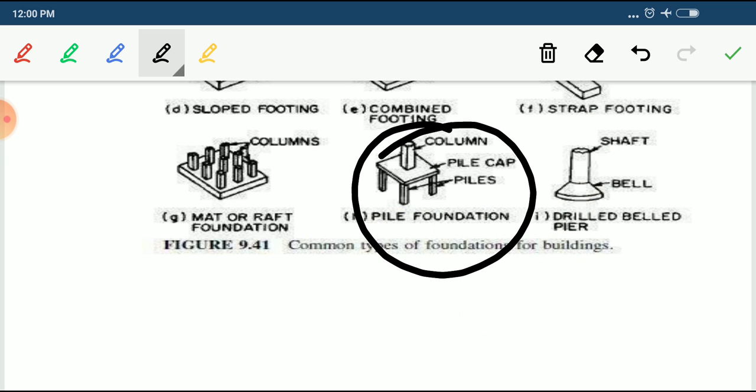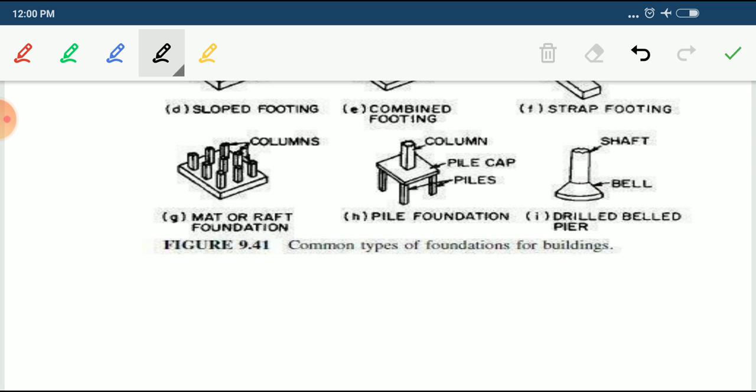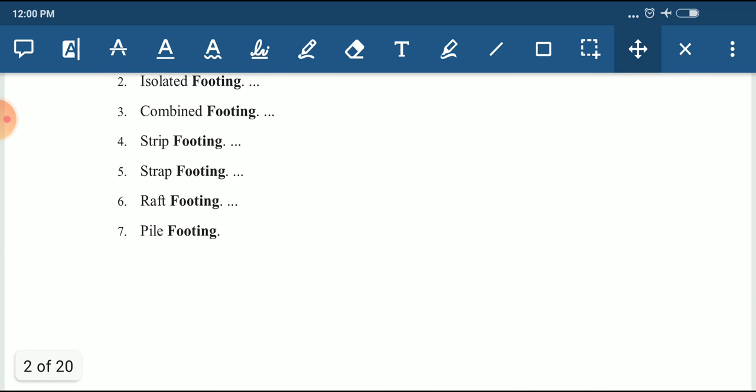Next one is pile foundation. What do you mean pile foundation? Pile foundation means if the SBC, if the safe bearing capacity of the soil is very less, at that time you have to go for which kind of foundation? We have to go for pile foundation.